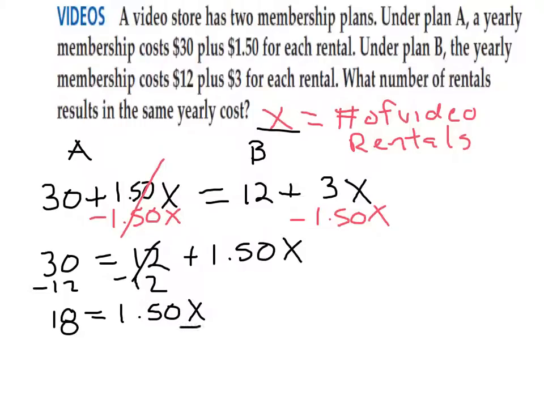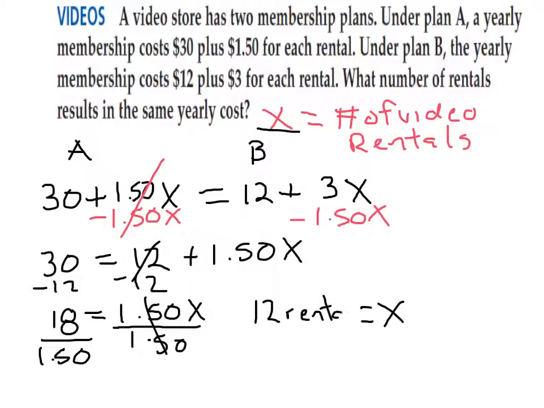So I'm going to go ahead and get rid of the 1.5, but not the x, because I want to isolate it. I want to keep it where it's at. Whenever I do it on one side, I do the other. Alright, so I have x, and then 18 divided by 1.5 is 12. And of course this is a word problem, so this is rentals. So Plan A and Plan B are the same cost if I rent 12.